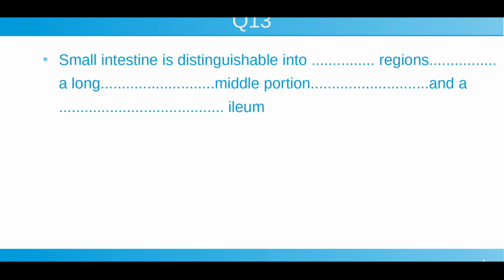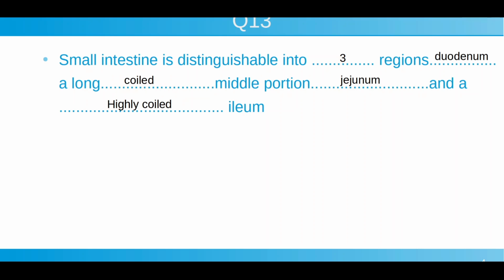Moving on to next question. Small intestine is distinguishable into dash regions, dash, a long dash middle portion, dash, and a dash ileum. So just now I told you small intestine is divided into three regions. What are the three regions? Duodenum, a long coiled middle portion, it is the jejunum. The middle portion, jejunum, is the coiled portion of the small intestine, and the last one, which is highly coiled, is known as the ileum.